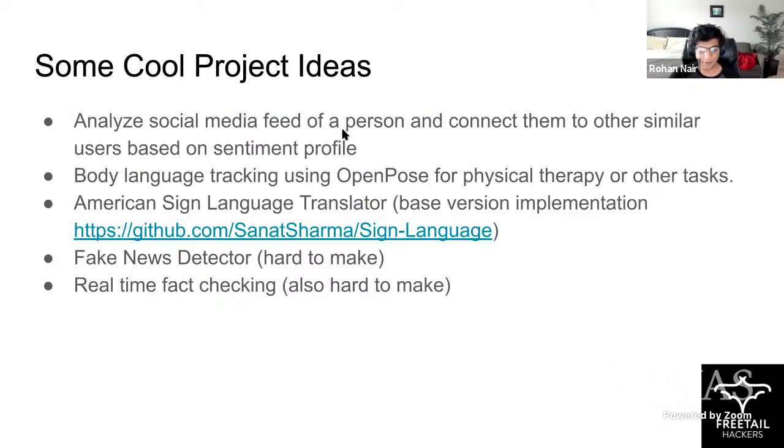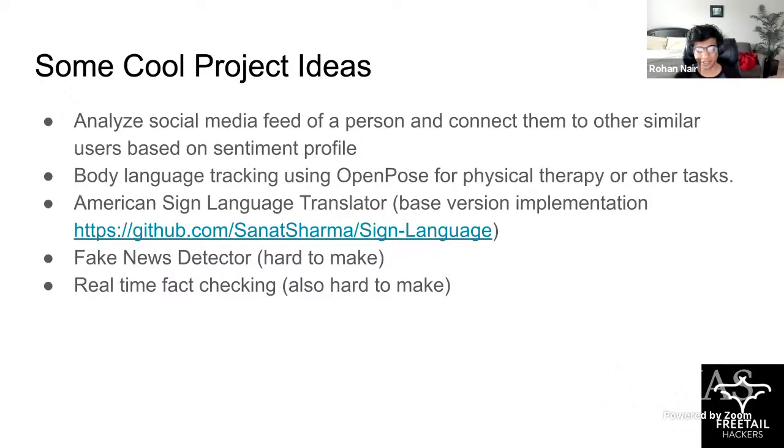So yeah, I have a couple of cool project ideas. I don't know if y'all still are looking for ideas, but some cool ideas could be to look at a social media feed of a person and connect them to other similar users based on a sentiment profile. Body language tracking using OpenPose for physical therapy or other tasks is also something that'd be pretty cool. You could look into something like an American Sign Language translator. And then there's another GitHub link to a base version of this project.